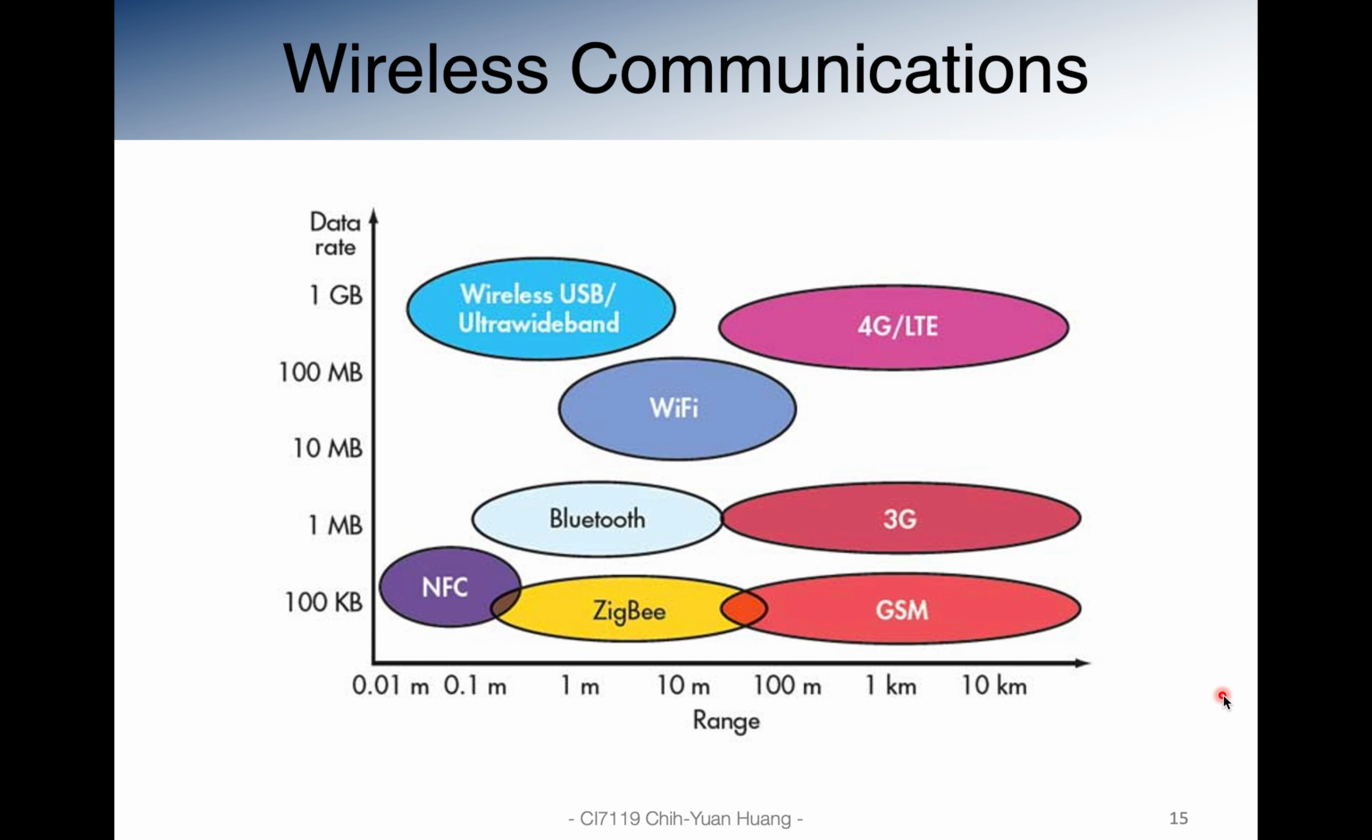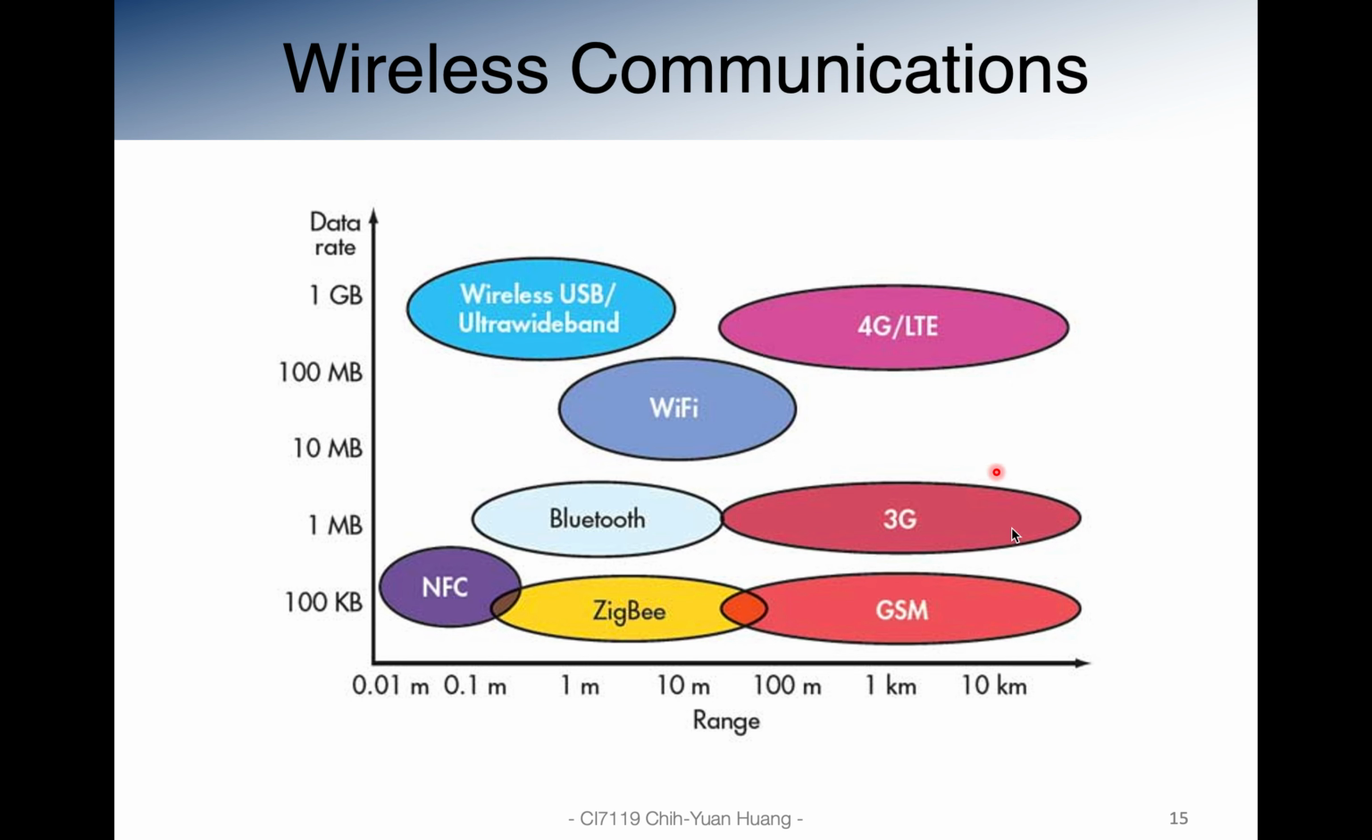On the other hand, in terms of wireless communication, this is a general comparison between different technologies. For example, 4G LTE is over here in terms of range and data rate. The range is large and the data rate is also high.